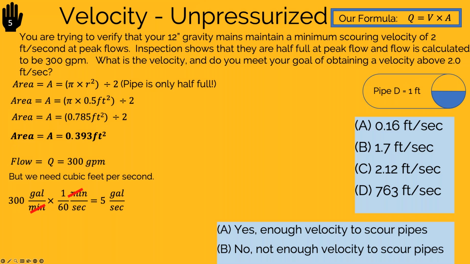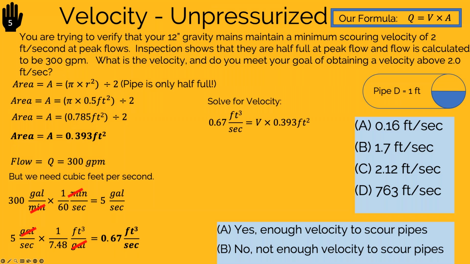Our conversion factor for that, and we can double check that our units cross out, our conversion factor for turning gallons into cubic feet is 7.48. So again, simple equation, 0.5 gallons per second times 1 cubic foot per 7.48 gallons gives me 0.67 cubic feet per second. Now all of my variables are in the same units, so I can do this pretty straightforward. Again, checking my units. So now I set up my equation and solve for velocity.